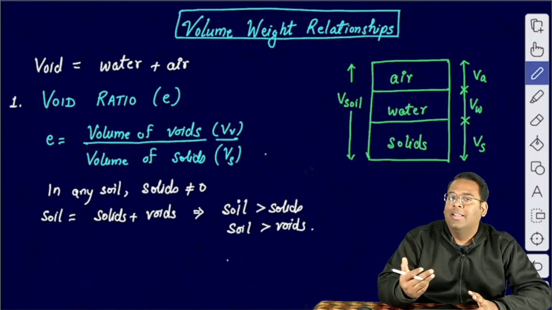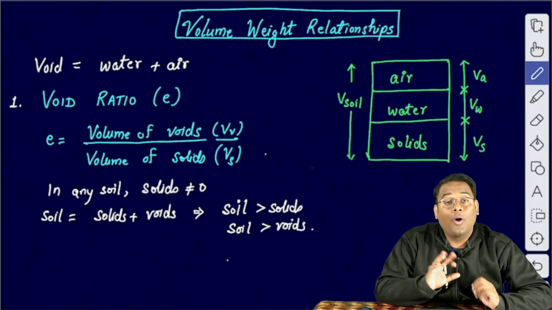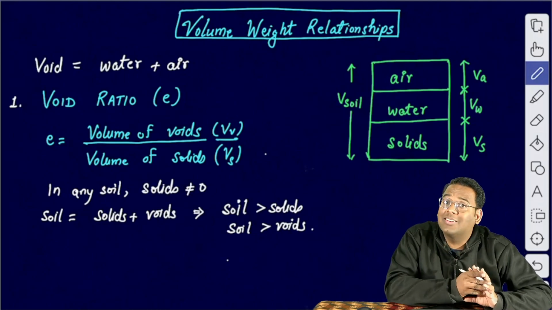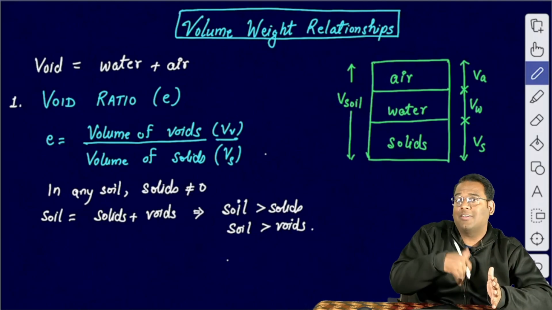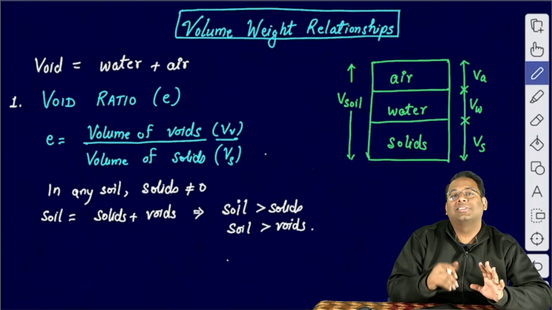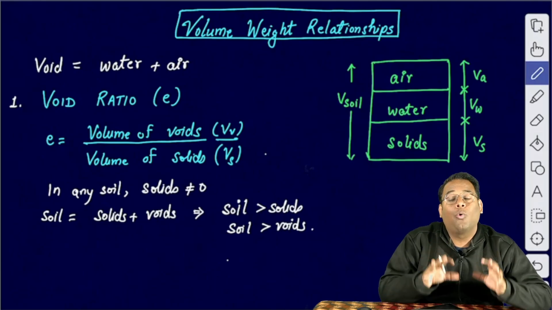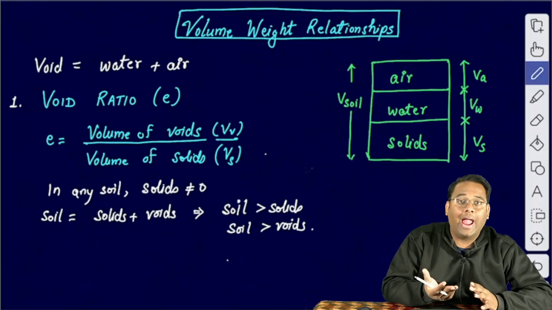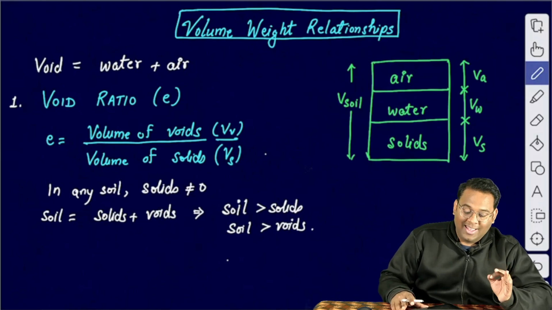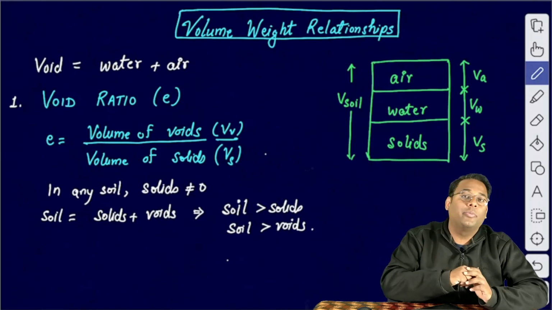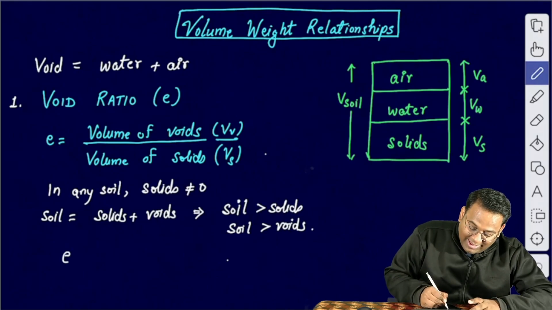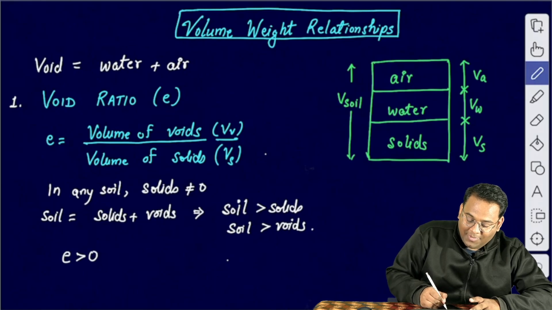Fine. Now, what about the solids and voids relation? Is it necessary that the voids will always be lesser than the solids? Or is it necessary that the voids will be more than the solids? No. Actually, there is no such relation between the voids and solids. Voids can be more and voids can even be less than the solids. But yes, as you know that both the numerator and denominator in this ratio are positive terms, we can say that e will always be greater than 0.